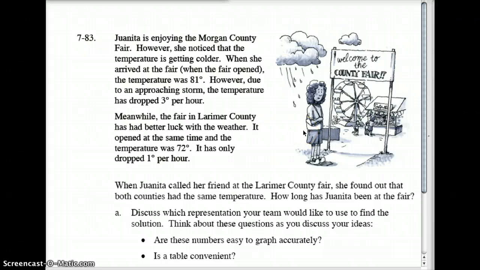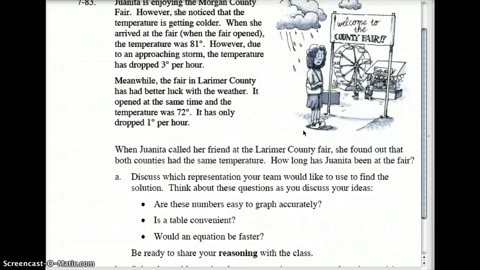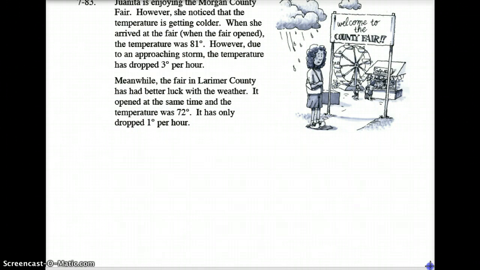Question number 83. One of the fairs, the Morgan County Fair, the temperature started at 81 degrees. But because of an approaching storm, the temperature is dropping 3 degrees per hour. So let's take a look at what that might look like.